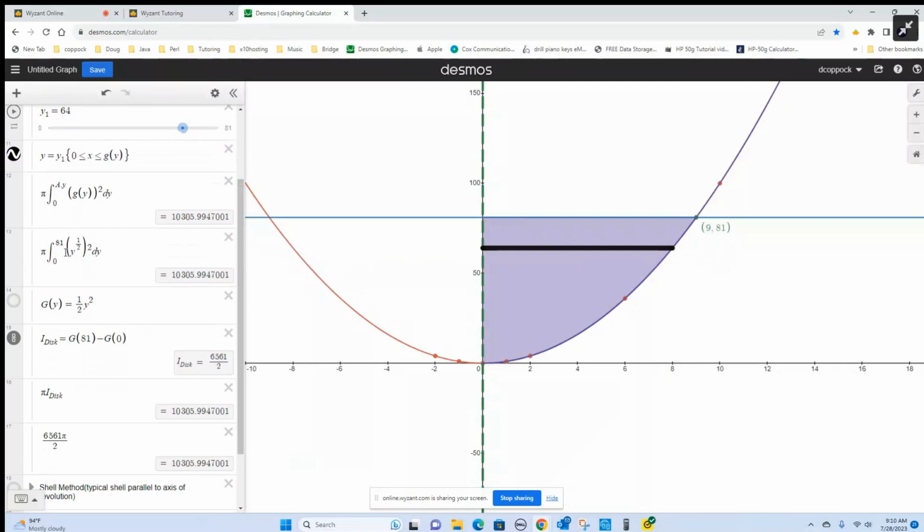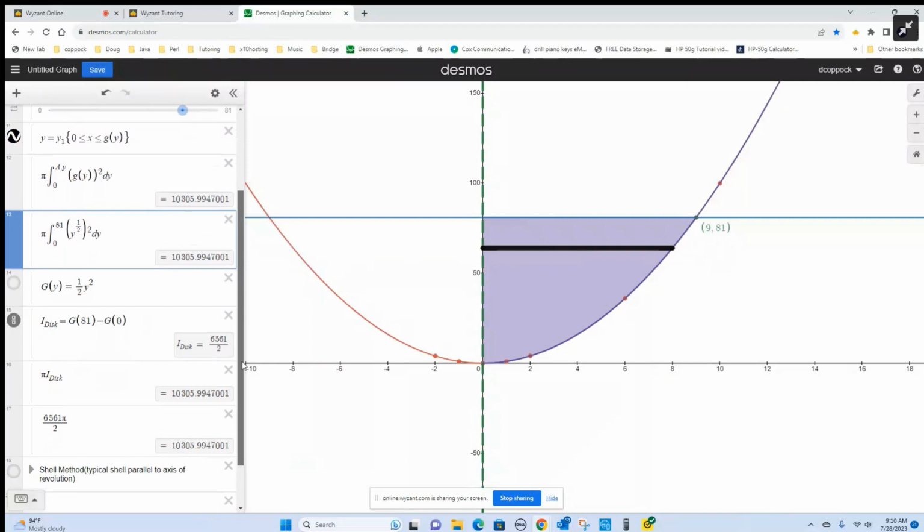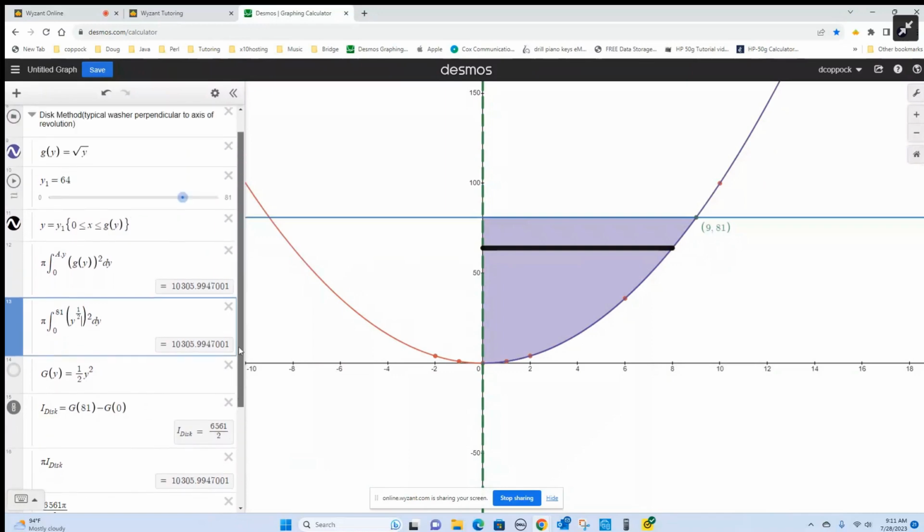So the antiderivative of this part is 1/2 y squared. So the value of the definite integral is big G of 81 minus big G of 0, which is 6,561 over 2. And if I multiply that by pi, I get 6,561 pi divided by 2, or about 10,306 cubic units.